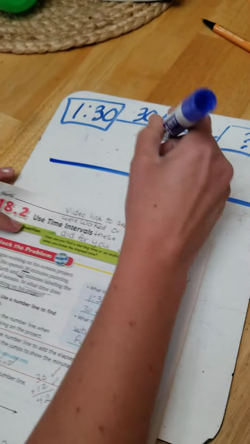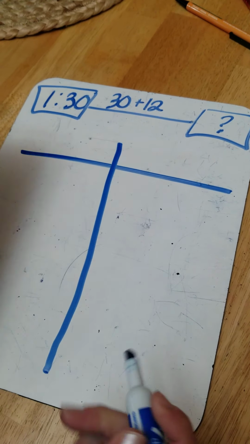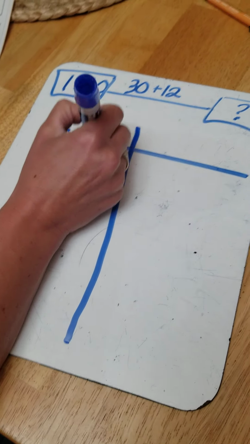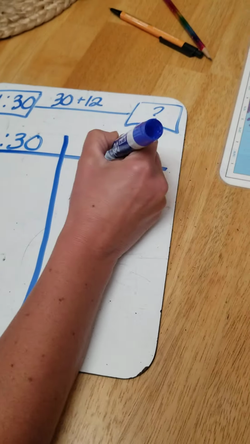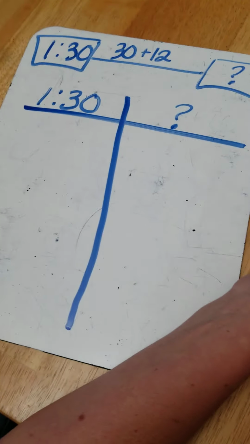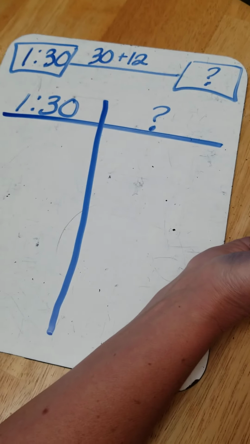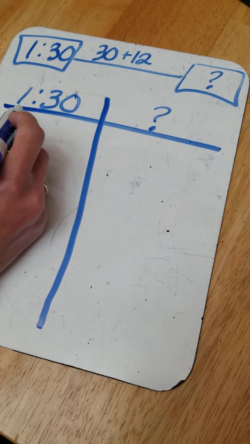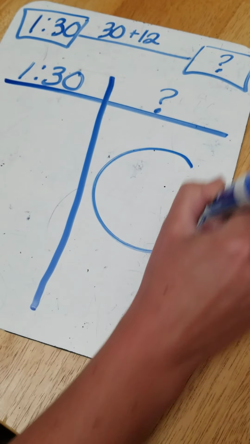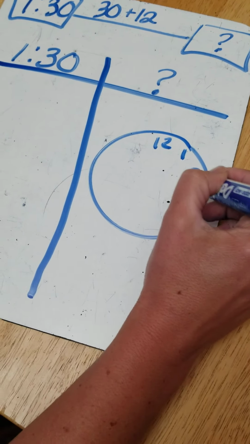So I'm going to make a T-chart because you know I love teaching you guys with T-charts. I'm going to start right here with my 1:30, and we don't know what time it's going to end. So let's go ahead and add some of our minutes on here. If we have 1:30 and 30 minutes later, let me just draw you a clock really quick.